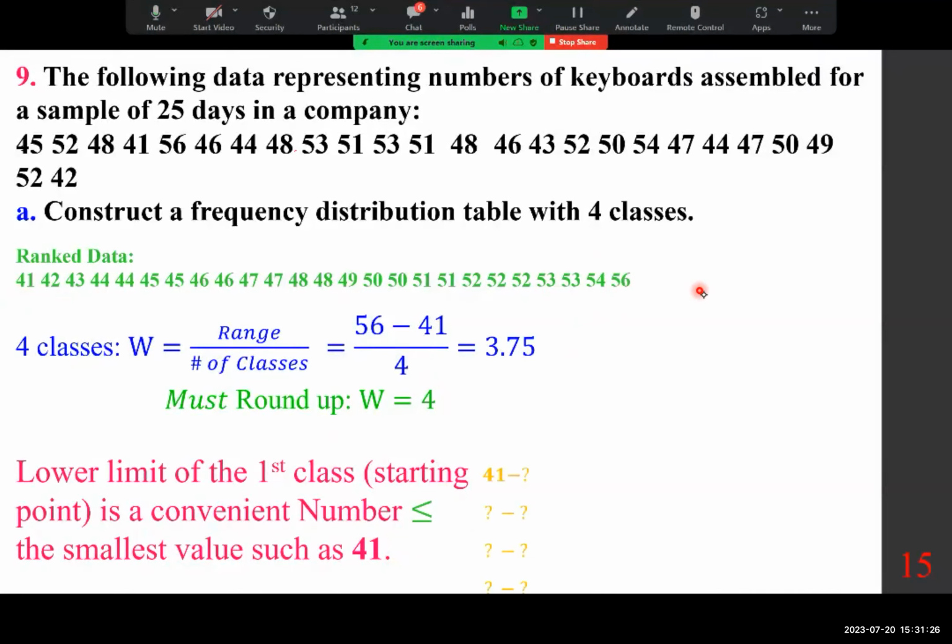So if you start with 41, what happens? 41 to some number, then we have to figure out the rest of it. Since the width is 4, remember how we calculate the width? Just add the width vertically to the first limit. So this becomes 41 plus 4, 45.